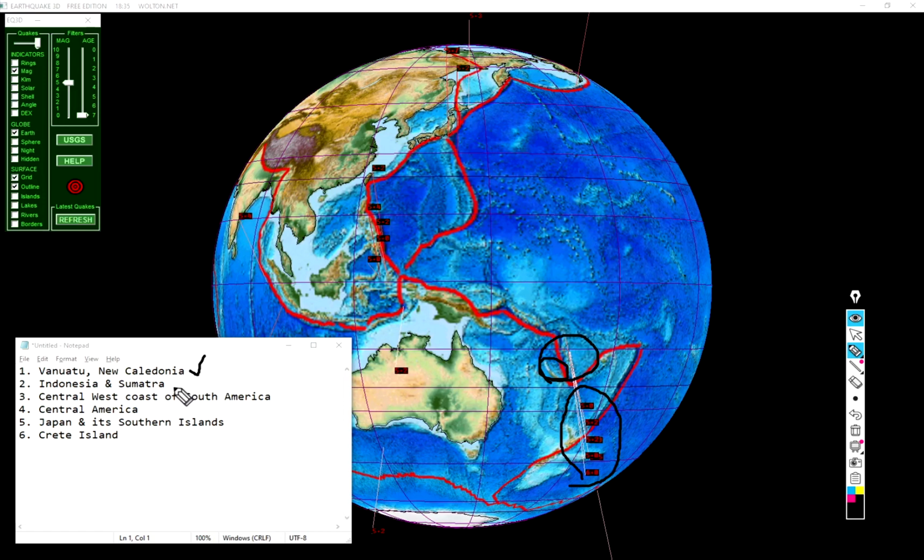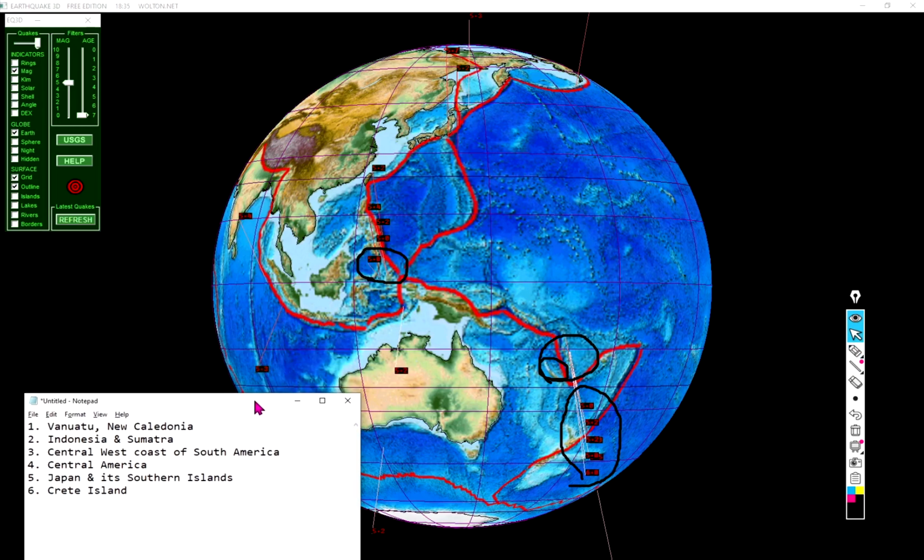Okay, the next place, the next in severity is Indonesia or Sumatra. So this is kind of the Indonesia area down in here. And also there's a little bit of activity going on just off the coast of, this is Sumatra right here, I believe. So we're kind of off the coast of Sumatra. So that's kind of tsunami area kind of stuff, right? All right, so that so far has Vanuatu, New Caledonia, Indonesia here, and Sumatra over here.